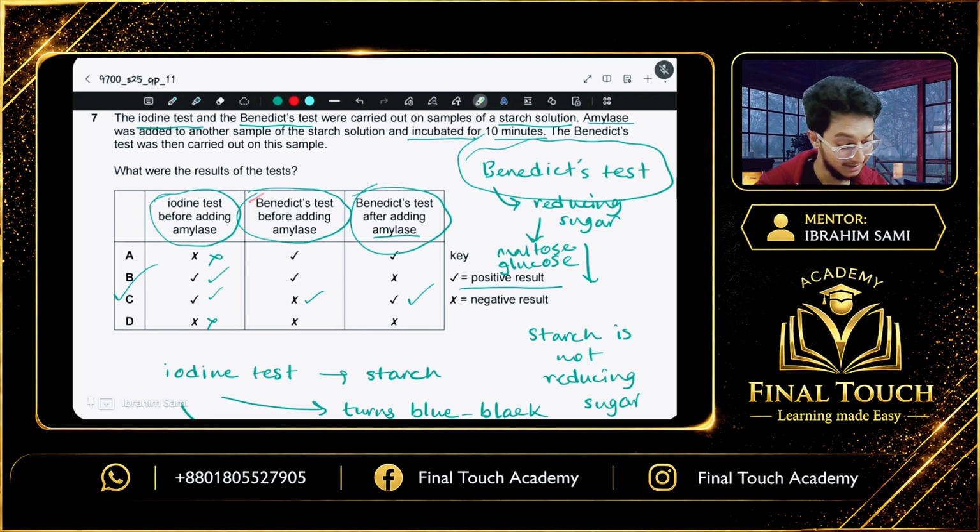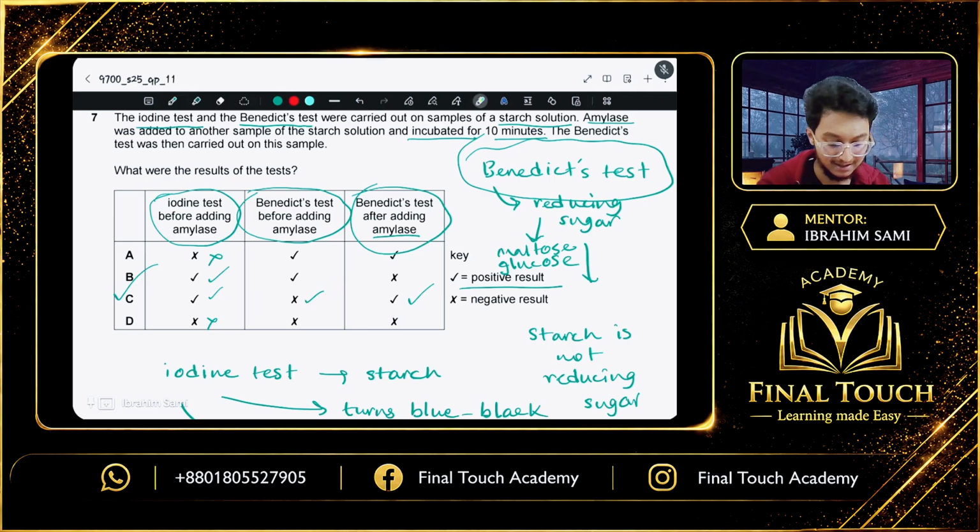So coming to the Benedict's test before adding amylase, first we need to know what a Benedict's test is. Benedict's test is a test to see if there are reducing sugars present. Examples of reducing sugars are maltose and glucose. But since starch is not a reducing sugar, even doing a Benedict's test on the starch before adding amylase won't give a positive result, so it's negative. So the answer we can understand is C because we have got both of them.